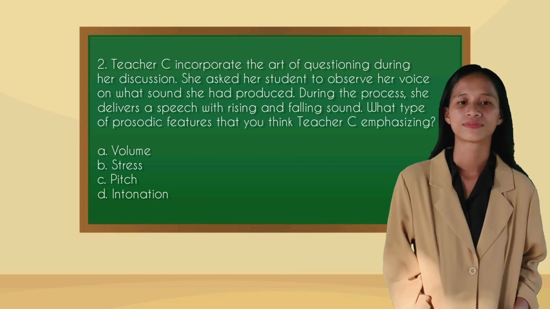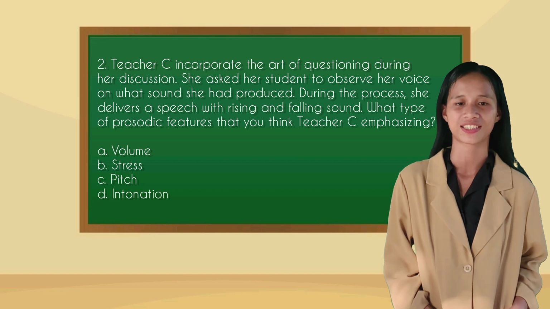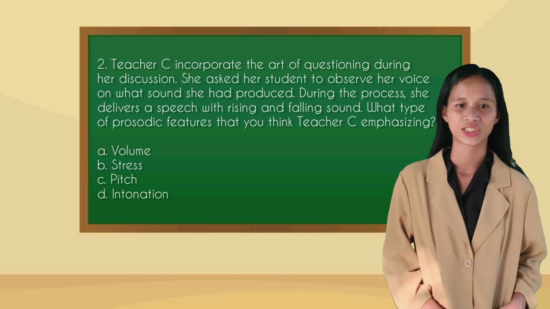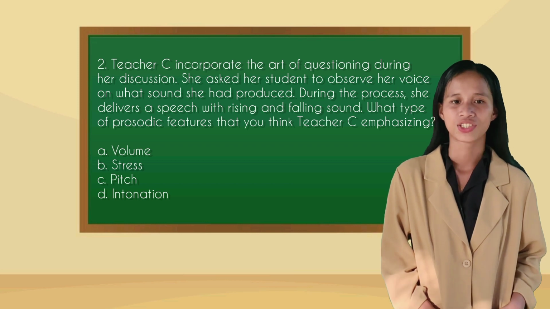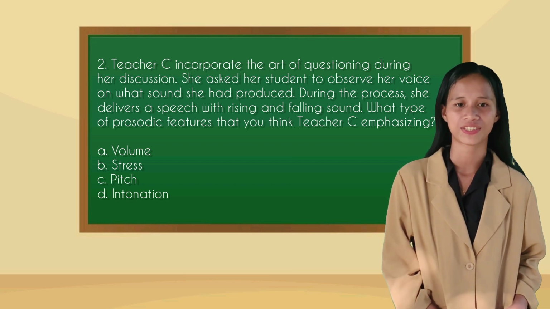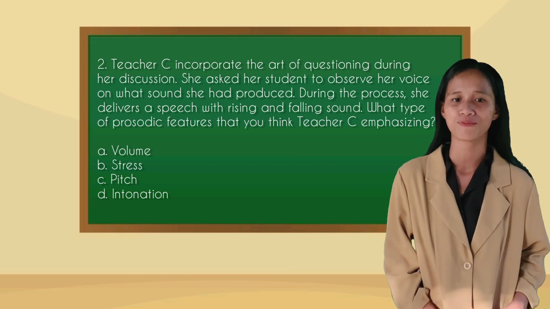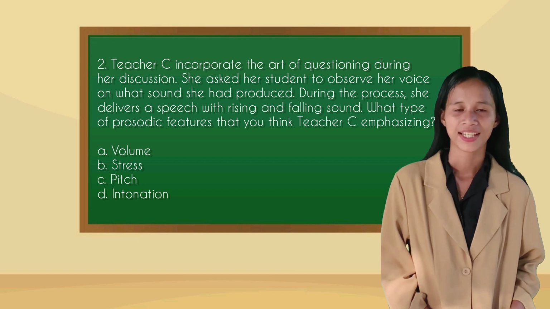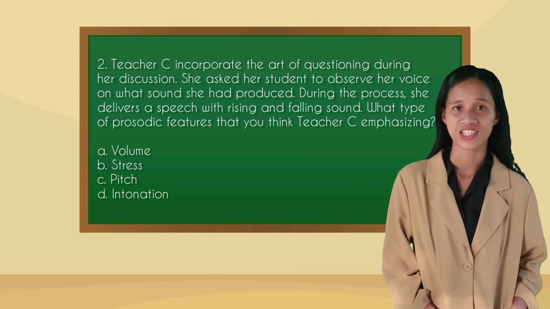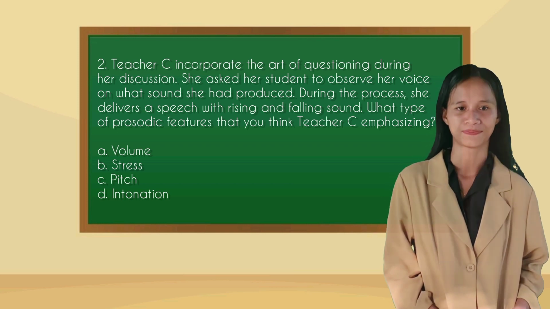Question number 2. Teacher C incorporates the art of questioning during her class discussion. She asked her students to observe her voice on what sounds she had produced. During the process, she delivers a speech with rising and falling sound. What type of prosodic feature do you think Teacher C is emphasizing? A. Volume, B. Stress, C. Pitch, or letter D. Intonation?